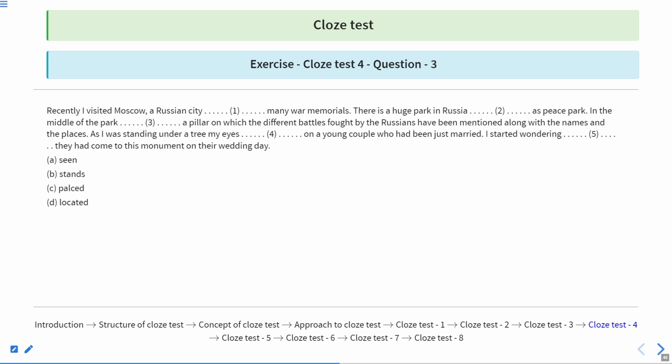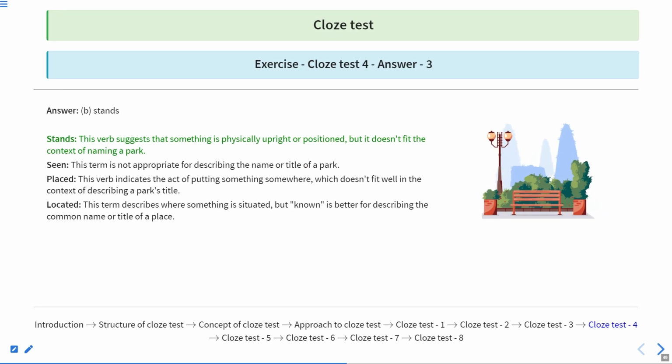So let us find the correct option. The correct option is stands. This verb suggests that something is physically upright or positioned, but it doesn't fit the context of naming a park. Seen is more appropriate to talk about the title of a park or name of a park. It is not appropriate here. Placed, this means the act of putting something somewhere. It does not fit in well with describing a park's title. Located, the term describes where something is situated, but known is better for describing the common name or title of a place.